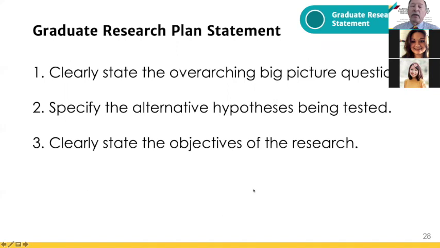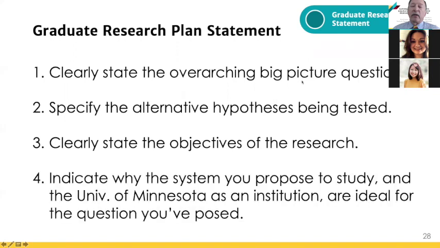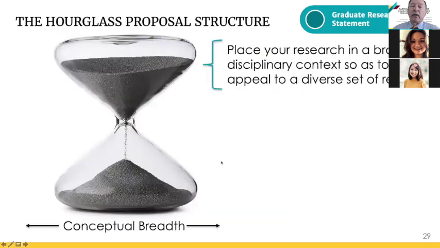That's the ideal. Clearly state the objectives of the research, and then indicate why the system in which you're going to do your study, in the case I was just mentioning, birds, is ideal to answer those questions, and why the University of Minnesota as an institution, assuming that you're a grad student here, is an ideal place to conduct that research. All right, so those are some topics to cover.